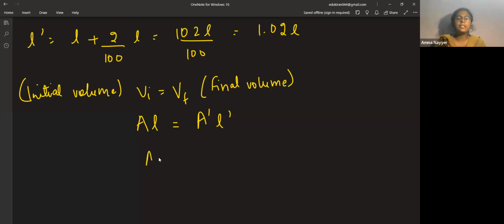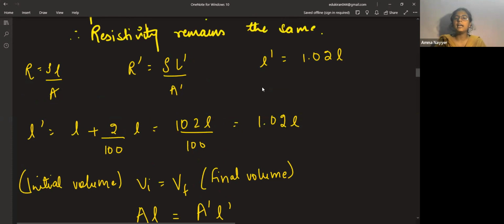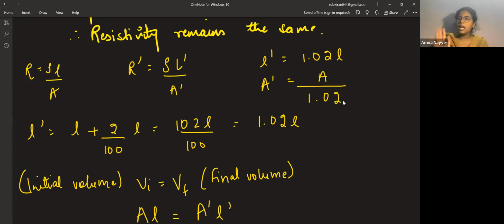So what will be the new area? We ultimately have to find out A prime. This will be A L by L dash. L dash is 1.02 L. L will be cancelled. So the new length is 1.02 times L, and the new area is the older area divided by 1.02. So now do we have the new values in terms of older values?